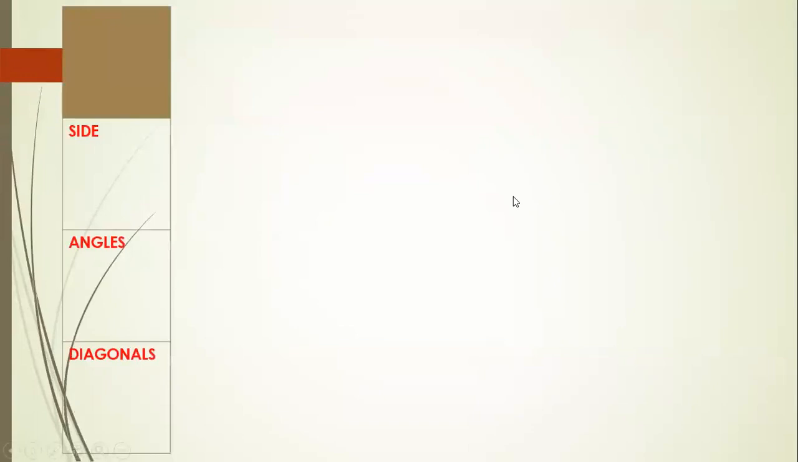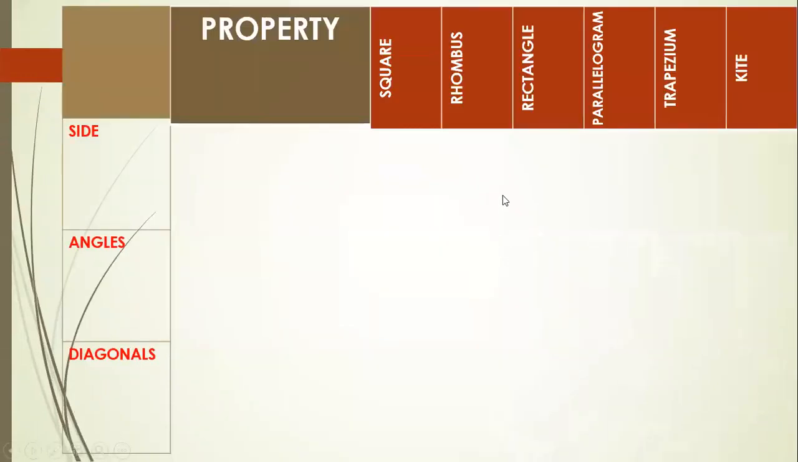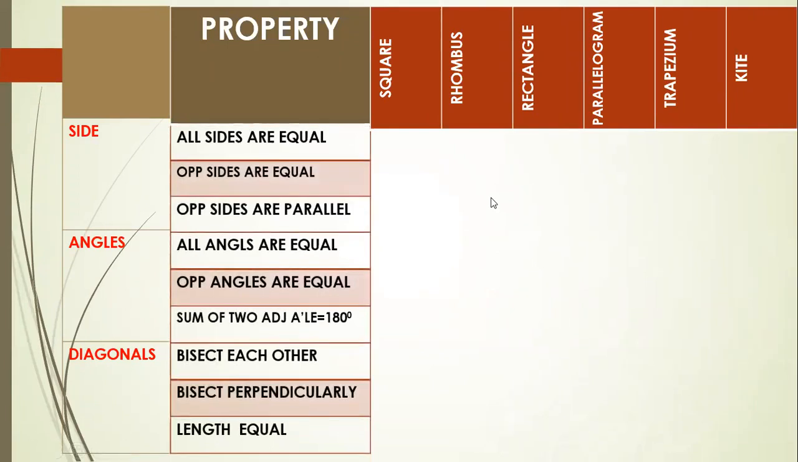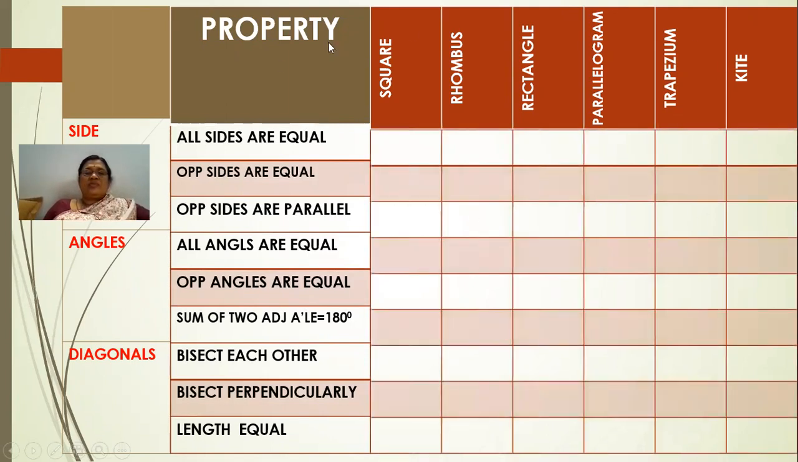Now, let us complete this table. So this is the table here. Now we'll fill this table. So these are the shapes, two-dimensional shapes, that is square, rhombus, rectangle, parallelogram, trapezium, and kite.